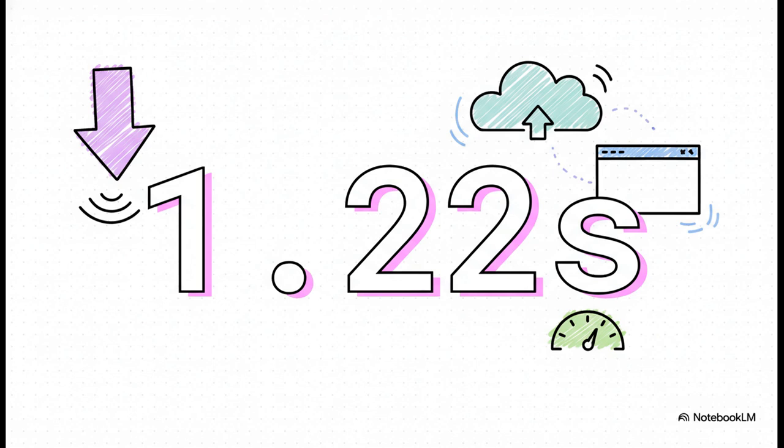But the real magic happens when a user comes back to our site. Because our CDN is set up with the right caching rules, the browser doesn't even have to re-download the image. It just pulls it from its local cache. The result, a mind-blowing LCP of just 1.22 seconds.